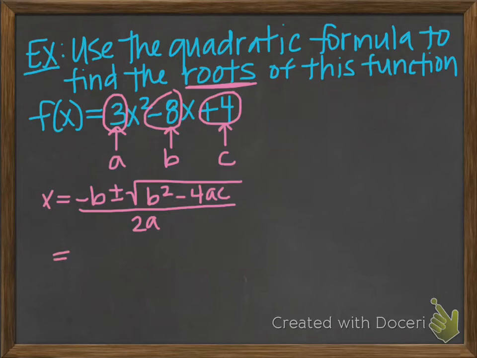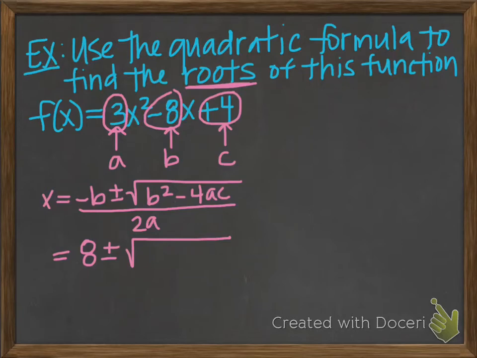So negative b is first. Since our b is negative 8, negative b would be the opposite of negative 8, which would be positive 8. So that's the first thing we want to get right. Plus or minus, square root. The next thing, b squared.